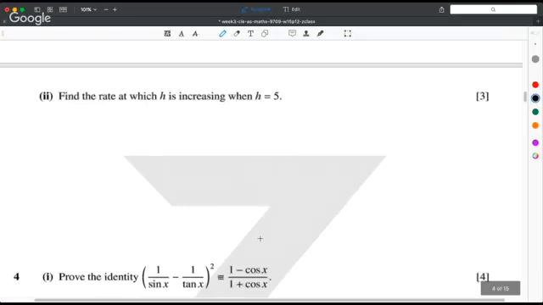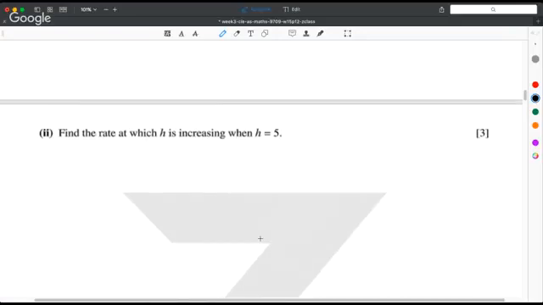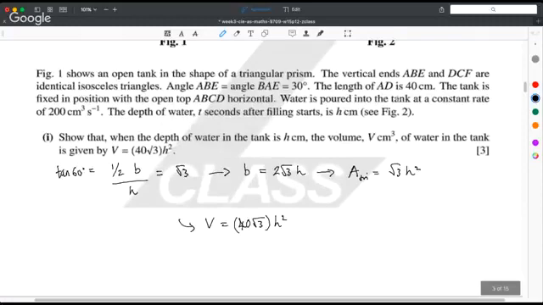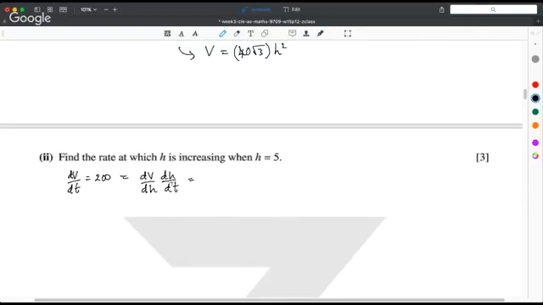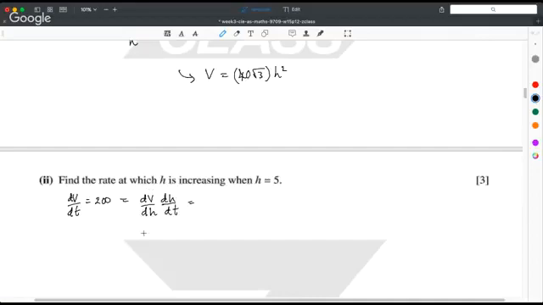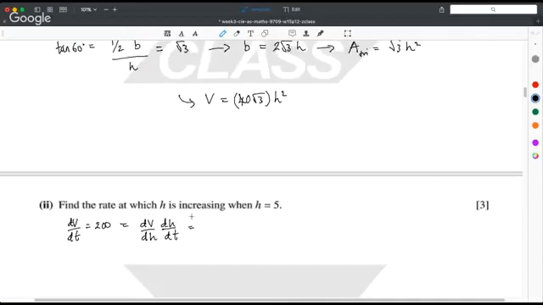Now they want us to find the rate at which h is increasing when h is equal to 5. So the information we're given is that the volume is increasing at 200 cubic centimeters a second. So we know that dV/dt is 200. Now if we use the chain rule, we can see that this is equal to dV/dh times dh/dt. dh/dt is what we want. That's the rate that it's increasing. So we need an expression for dV/dh. But we can just get that from the one we worked out before, right? So that's 80 square root 3 times h, times dh/dt.